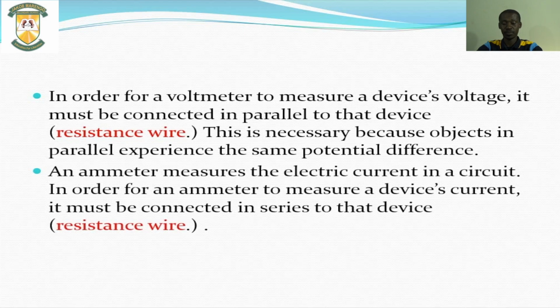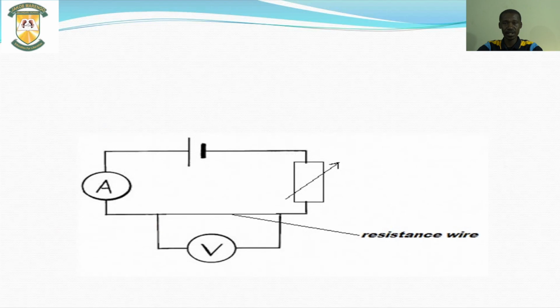An ammeter measures electric current flowing in a circuit. How do we connect an ammeter? An ammeter is supposed to be connected in series to the device in which we want to measure the current flowing. In this case, we are going to connect our ammeter in series to our resistance wire, as it appears right now on the screen.